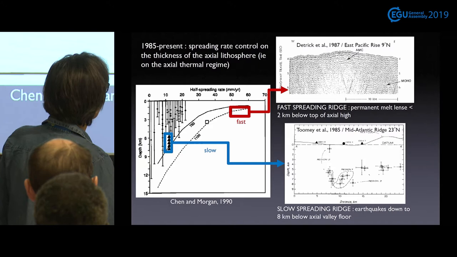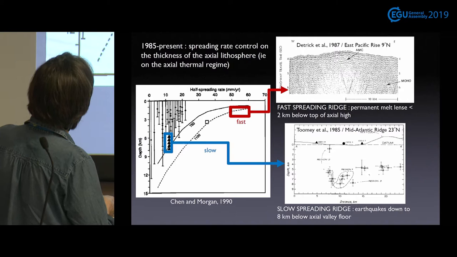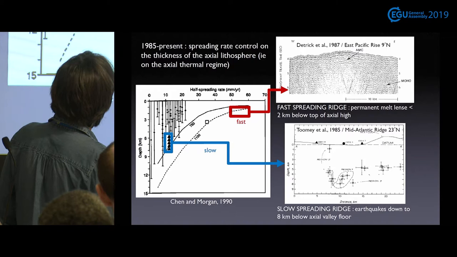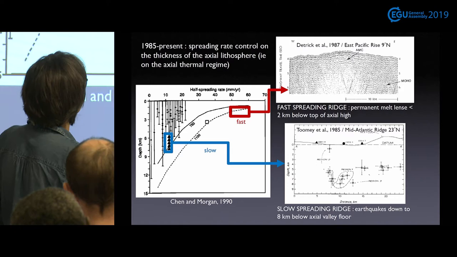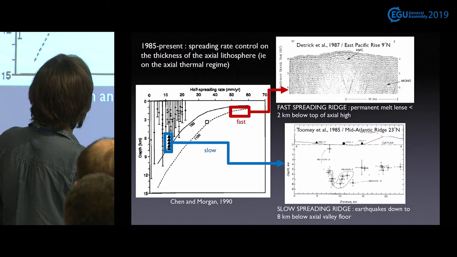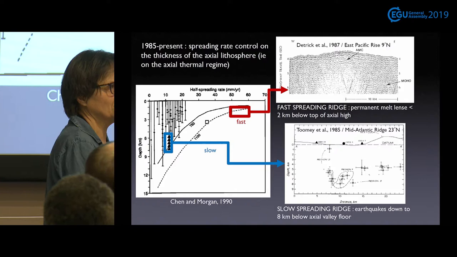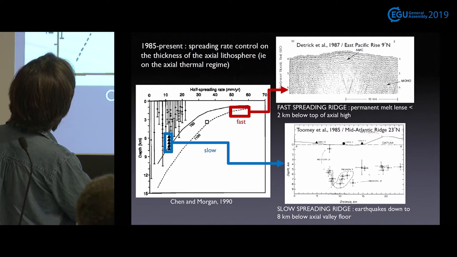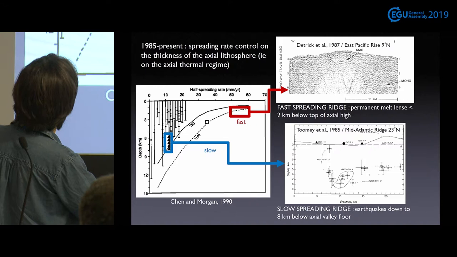And what has been done early on is to put these results, these constraints, on a diagram showing half-spreading rate versus depth. It's a composite diagram, because for the fast-spreading part, what it shows you is the 1,100 degrees isotherm, which is interpreted as the magma temperature. And for the slow-spreading ridges, in blue, what it shows you is the maximum depth of earthquakes, which is interpreted as the depth of the brittle-ductile transition. And that would correspond to temperatures more in the order of 700 degrees. So it's a composite diagram, and you can derive thermomechanical models that are able to reproduce this evolution.